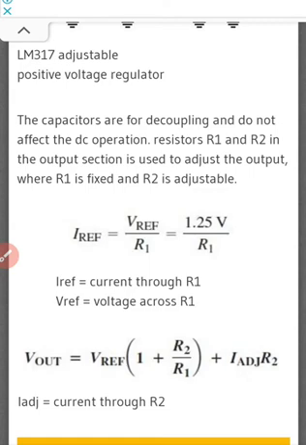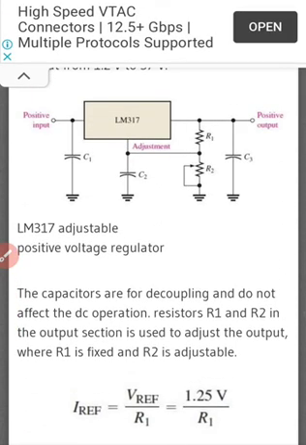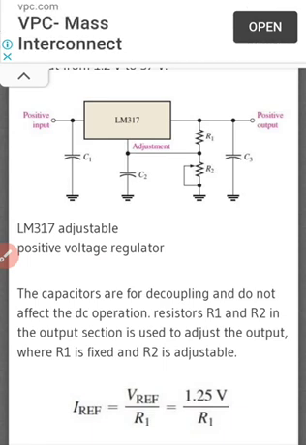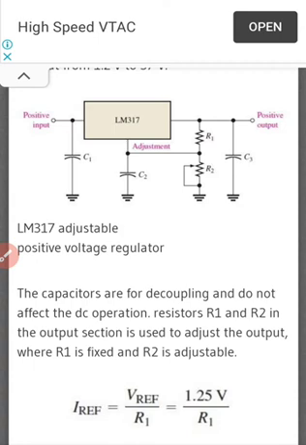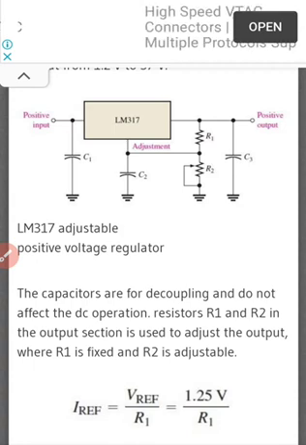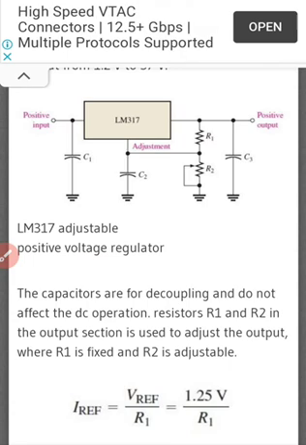Here the capacitors are for decoupling. Decoupling means that whatever signal is applied can't be coupled because it is already grounded. The C2 is already grounded. So the capacitors are not meant for coupling, rather for decoupling, and they do not affect the DC operation going on.